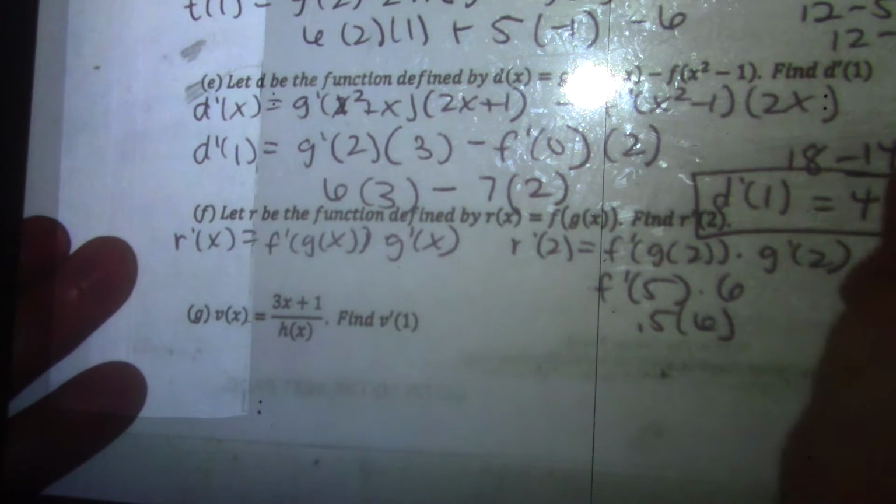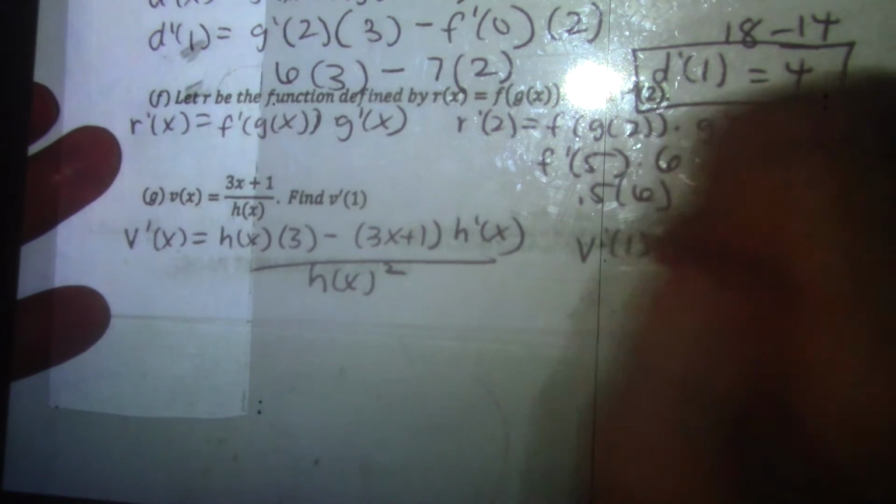R prime of x, this is chain rule, f prime of g times g prime of x. R prime of 2 is f prime of g of 2 times g prime of 2. G of 2 is 5, g prime of 2 is 6. F prime of 5 is 0.5, so then that is 3. R prime of 2 equals 3.